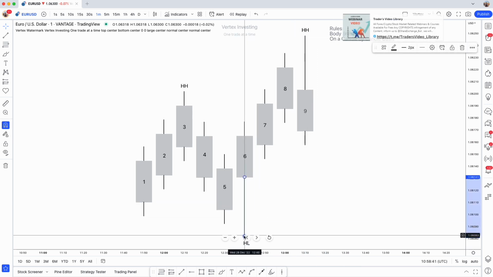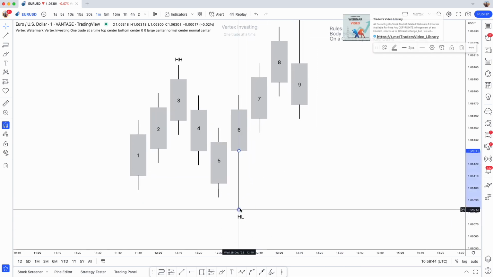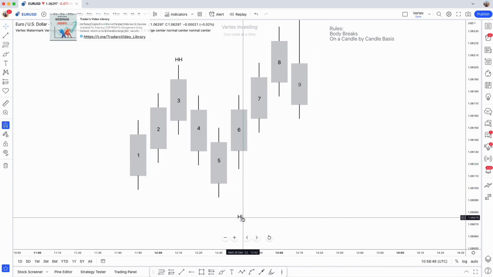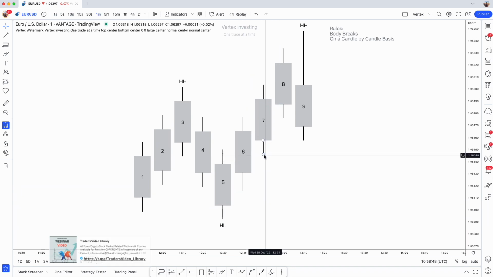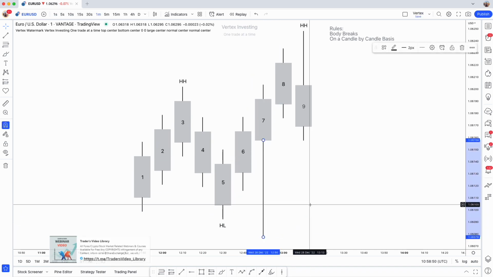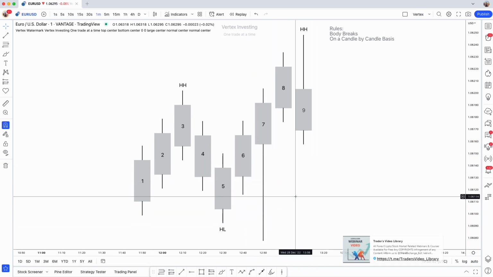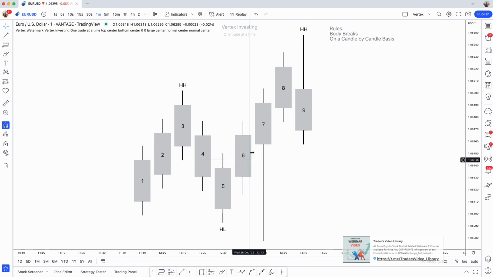If it was the case where, sorry, let me move this out of the way. So that is the low. If it was the case where candle number 7's wick was all the way down here, we would discount that. We wouldn't worry about that at all. It's only on the two candles that we have.